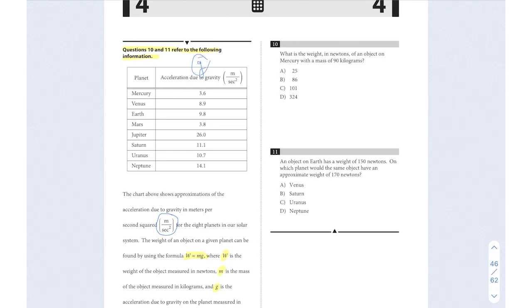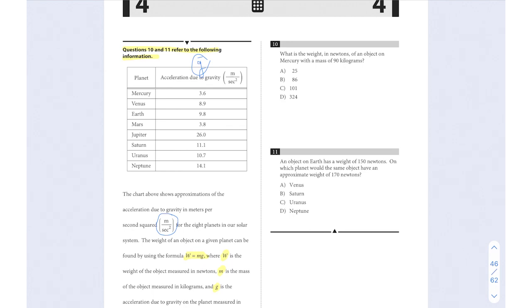So here, this acceleration due to gravity, in this whole column of values in the table, they're really just giving us different values of g for the different corresponding planets. Okay, let's jump into these questions.